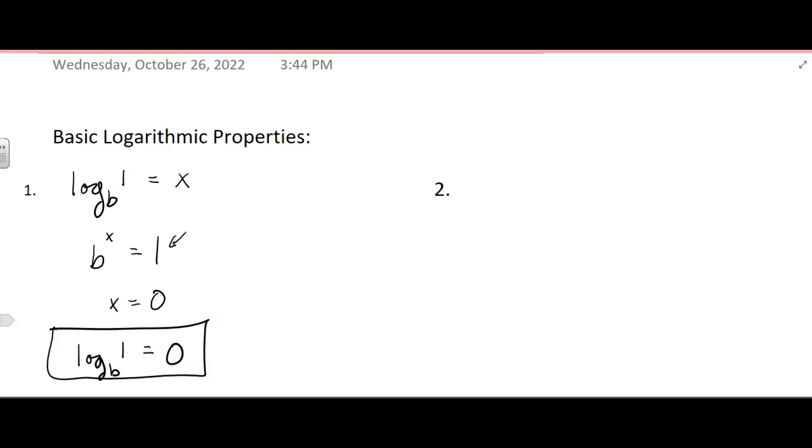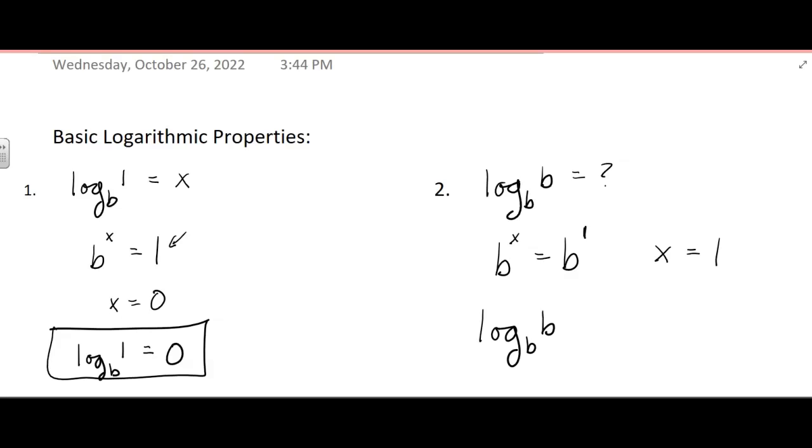So there's number 1. What if you have log base b, so we don't know what the base is, but the argument is b? What does that always equal? Well, if you take b to some exponent and it always equals b, what's that exponent? 1, right? Okay, so here comes the second property. Log base b of b. So when the argument matches the base, those two are the same, it's going to equal 1.